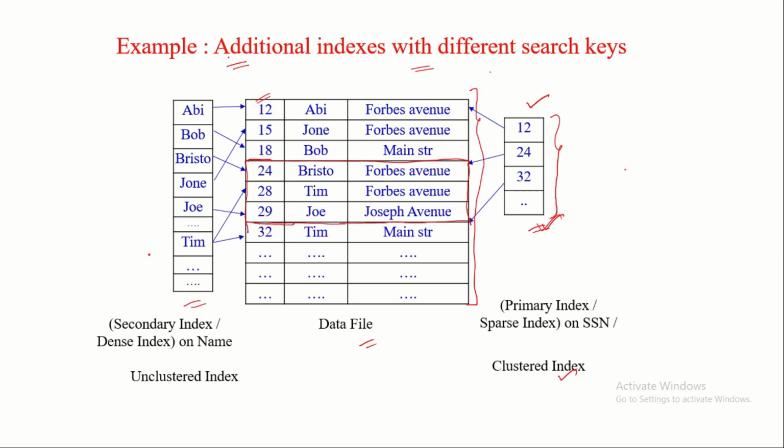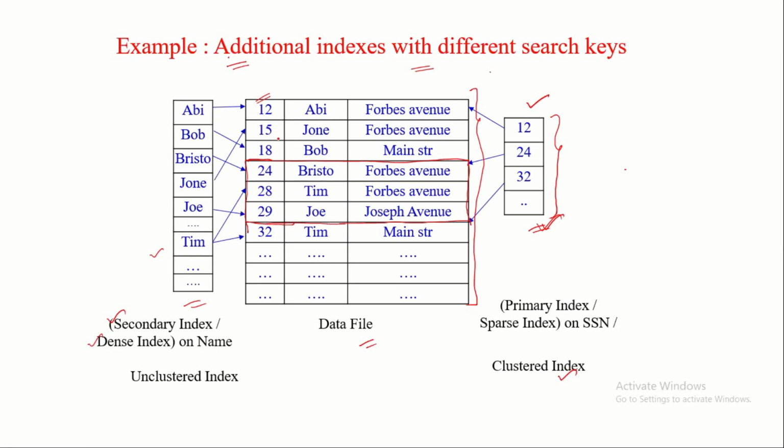Whereas coming to this index file, the data entries are based on a non-primary key field, that is, the name field of the table stored in the data file. That's why it is known as a secondary index. As well, you can notice that there is an entry for every record stored in the table in the data file. That's why it is known as a dense index.